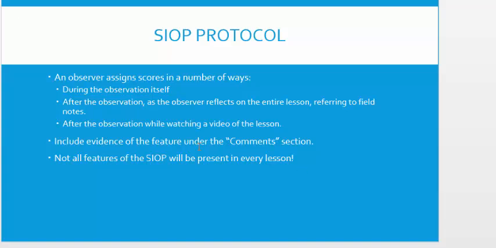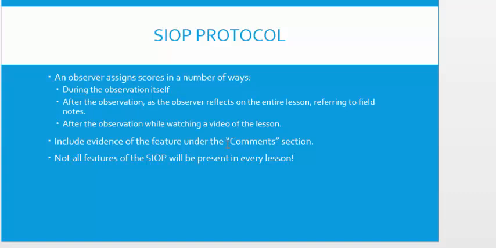So when you're observing, you can watch during the observation, or you can score them after the observation, but while you're watching the observation, you would take notes on what you're observing, or after the observation while watching a video, you could score them as well. But you want to make sure when you're filling out your SIOP protocol sheet that you include evidence where you see there's a place that says comments. So write what you see that made you decide to give them that score.